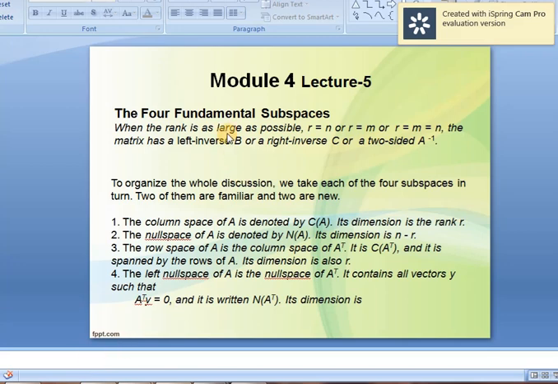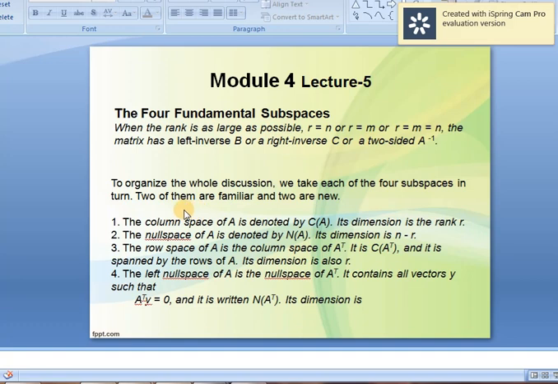Learn the four fundamental subspaces. And as we know from the previous lessons, the rank of the matrix can be at most n, and for m by n matrices, the rank is equal to the number of pivot variables. We can have r equal to m equal to n for the square matrix, and we can obtain the left, right, and two-sided inverses for the matrix A. Now let's learn the four fundamental subspaces.